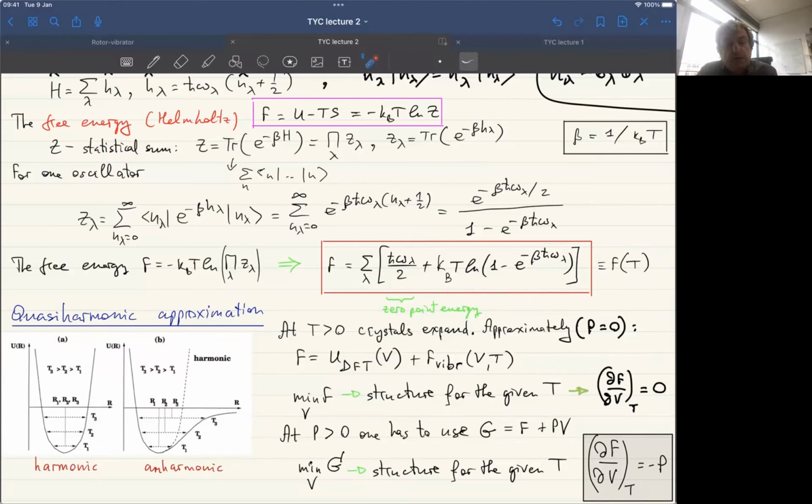If you like to consider full thermodynamics of your crystal for non-zero pressure, so this was a zero pressure consideration, then instead of Helmholtz free energy, you have to use Gibbs free energy, which has this extra term PV. And in that case, minimization of the Gibbs free energy would give you this equation of state. So that derivative, instead of being equal to zero, would be equal to minus pressure. And this way, you will obtain the equilibrium volume for the given temperature and pressure. So that's basically the idea.